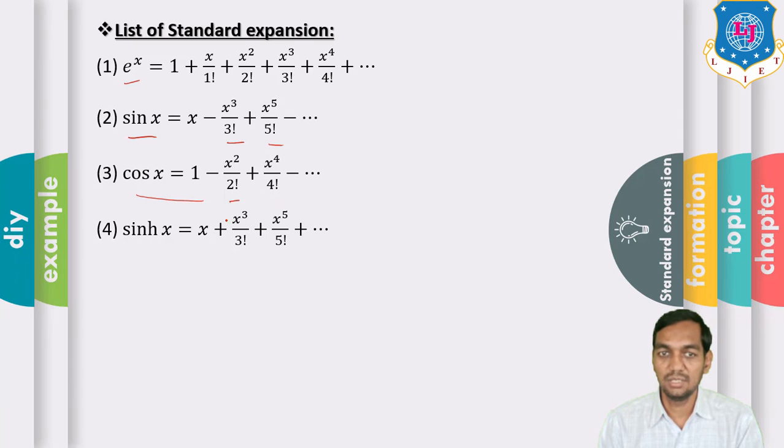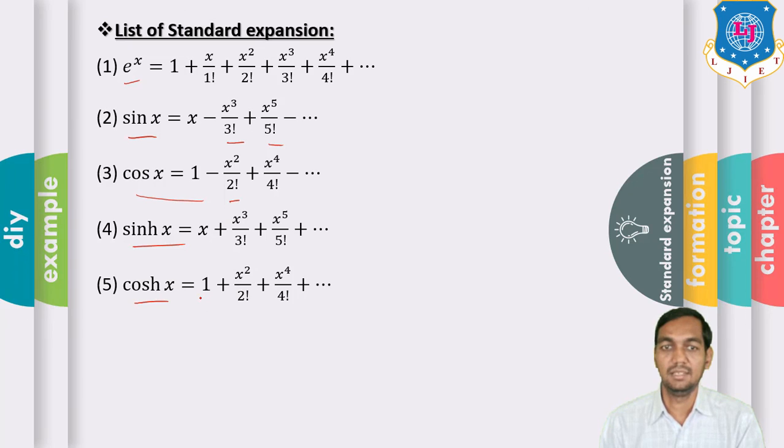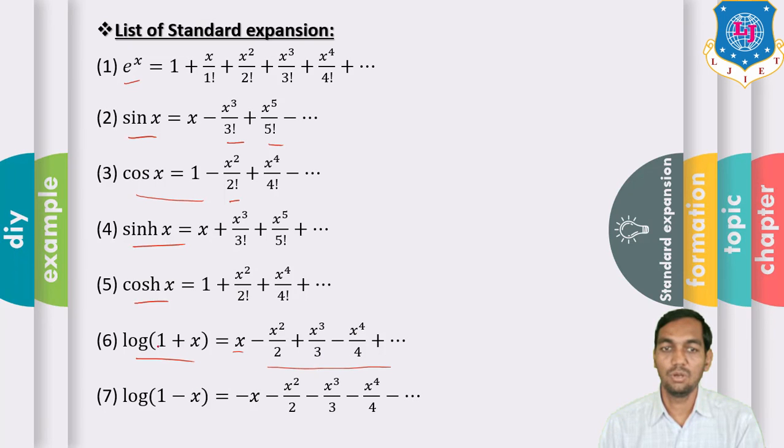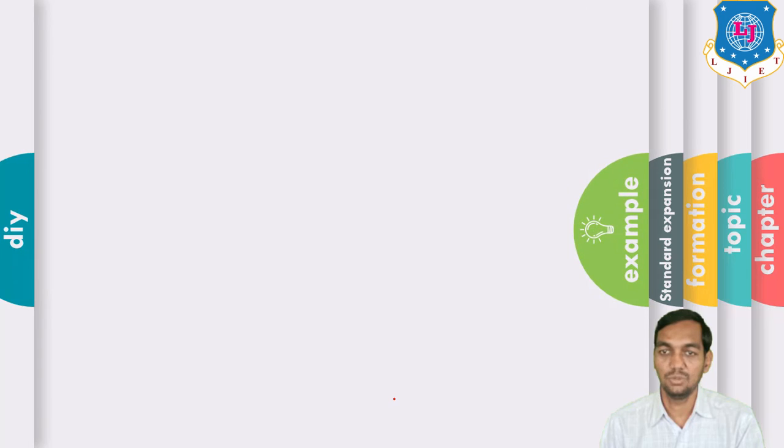Simple sine and cos have an alternating series, and in hyperbolic all terms are positive. So sine hyperbolic x is x plus x cube by 3 factorial plus x raised to 5 by 5 factorial plus x raised to 7 by 7 factorial and so on. And cos hyperbolic x is 1 plus x square by 2 factorial plus x raised to 4 by 4 factorial and so on. Same with the log of 1 plus x as a series: x minus x square by 2 plus x cube by 3 minus x raised to 4 by 4 and so on. And that will give log of 1 minus x as a series: minus x minus x square by 2 minus x cube by 3 minus x raised to 4 by 4 and so on. Okay.